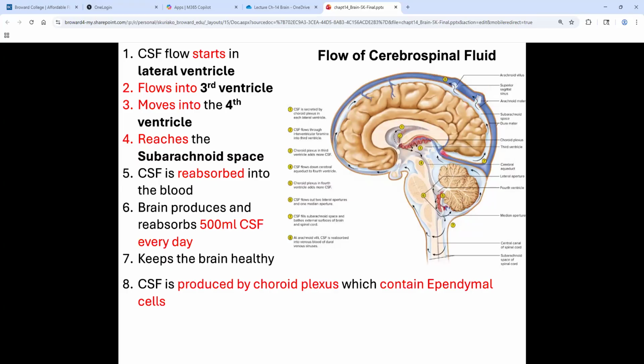And I told you, where is the CSF produced? In the choroid plexus. Okay, remember, choroid plexus. But what are the cells that produce it? Ependymal cells.